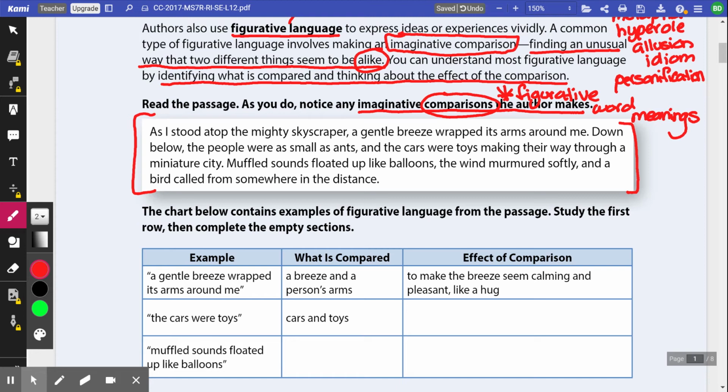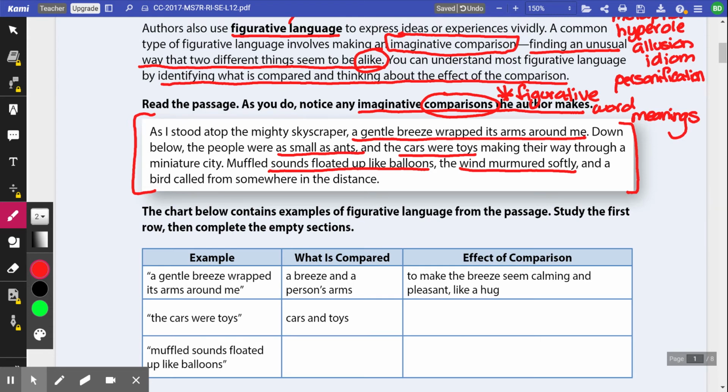All right, here we go. As I stood atop the mighty skyscraper, a gentle breeze wrapped its arm around me. Down below, the people were as small as ants, and the cars were toys making their way through a miniature city. Muffled sounds floated up like balloons. The wind murmured softly, and a bird called from somewhere in the distance.